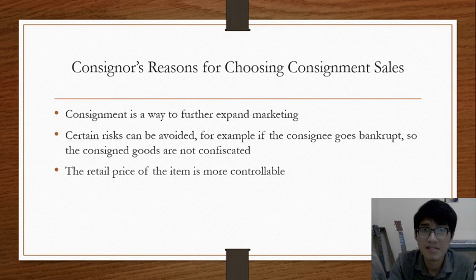There are several reasons why consignors choose consignment sales. The first one is that consignment is a way to further expand marketing. Second, certain risks can be avoided. For example, if the consignee goes bankrupt, the consigned goods are not confiscated, and the retail price of the item is more controllable.